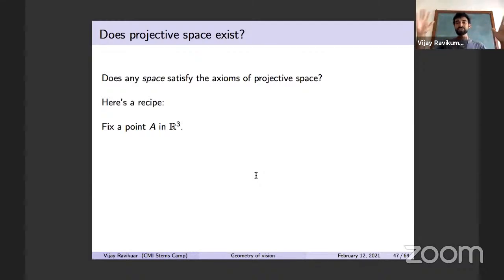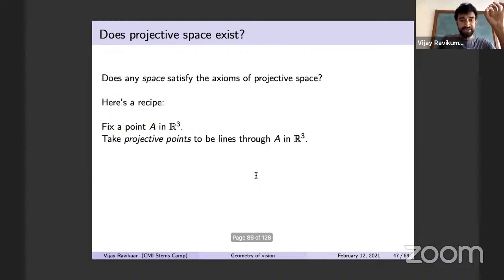So now let's imagine R3, three space, and let's just fix a point in R3, a point A. And let's define our projective points to be all of the lines through that point A in R3. So a projective point simply refers to a line in R3 that goes through A. If you want, you can think of A as being the origin, if that helps for now, but actually in a second, we're going to pretend A is away from the origin. So maybe just let A be any point in R3, an arbitrary point. We're looking at all of the lines through A. Those are our projective points.